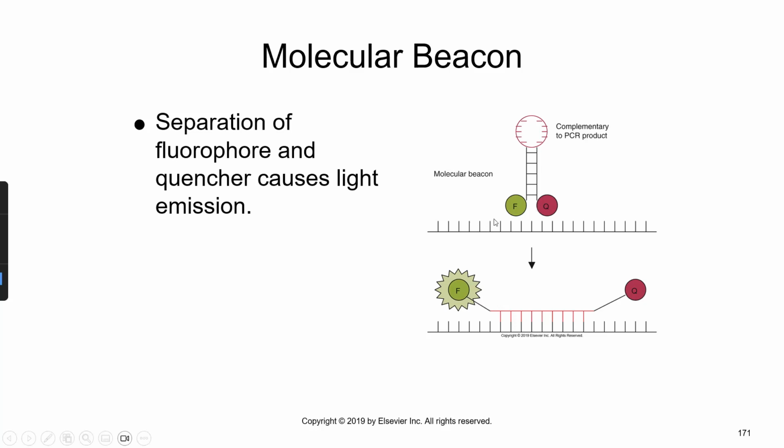If we amplify a region of DNA, we have the complementary PCR product up here. So what will happen is this thing will unfold and stick to the DNA. And when it does that, the complementary region binds to the PCR amplicon, which is what we just amplified by PCR. The quencher moves away from the fluorescent molecule, and this is allowed to fluoresce. So this will produce a light, and then we can detect that fluorescence.